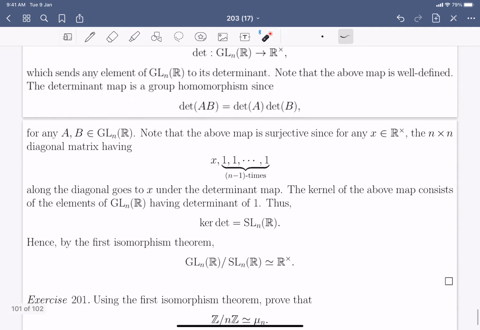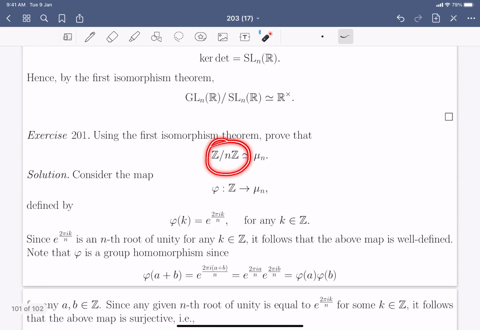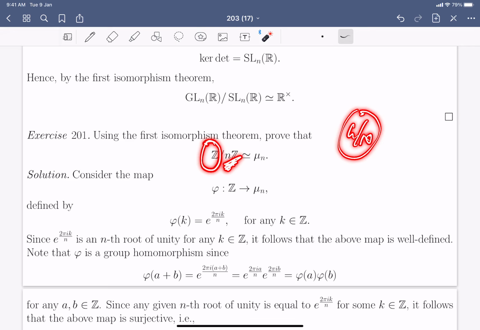So why have I been mentioning all that? The reason is that we are about to deal with this, so it's good to clarify. Z mod nZ is G mod N. You'll think of it in this form, where of course the group G is equal to Z and N is the normal subgroup nZ of Z.